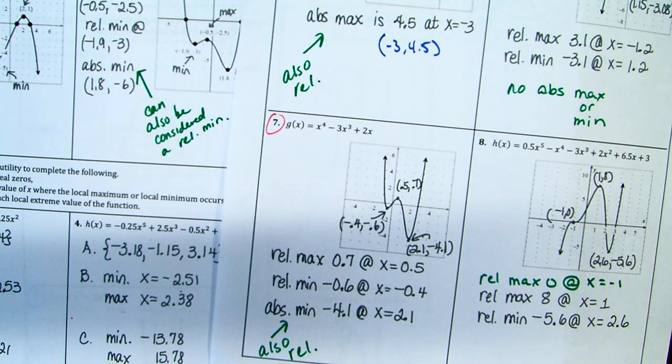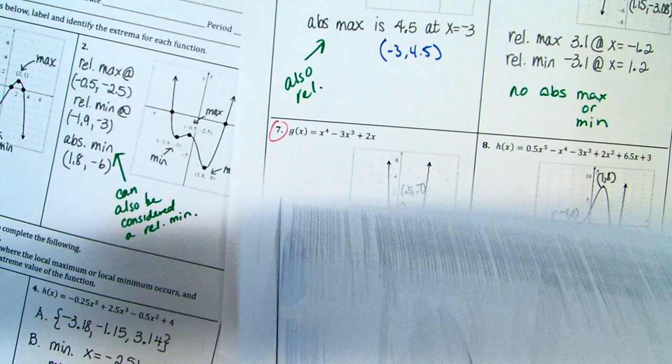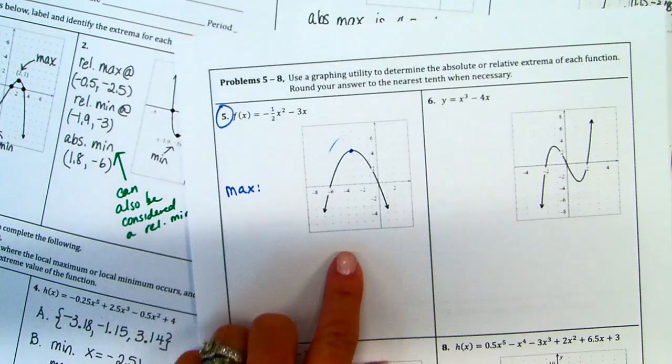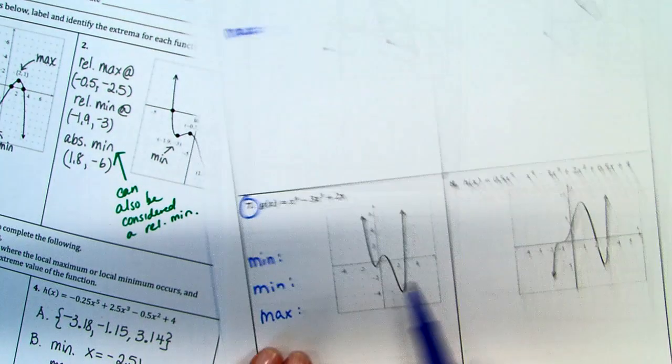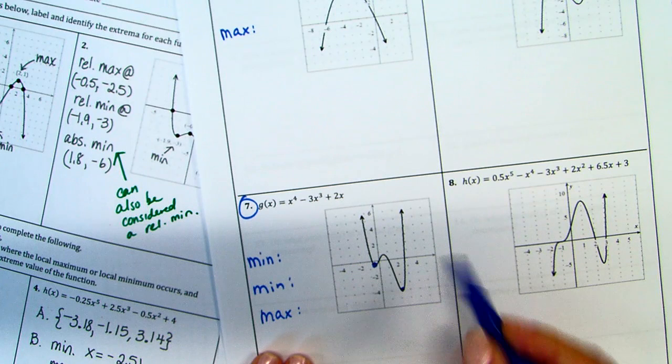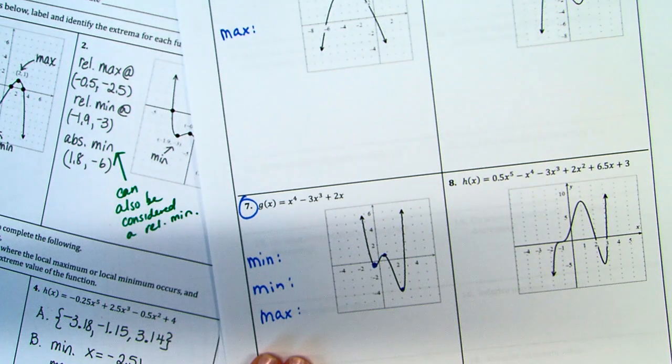I'm a little confused when I'm supposed to be doing the same thing. Oh, yeah, see, I have the key up here for you too. The way I set it up was just max, right? This is a max. Then you have 2 mins and a max. So you're naming your turning points, okay?